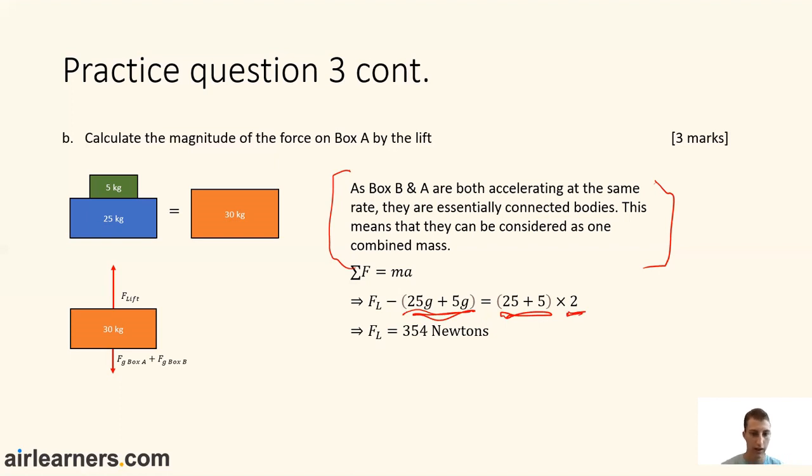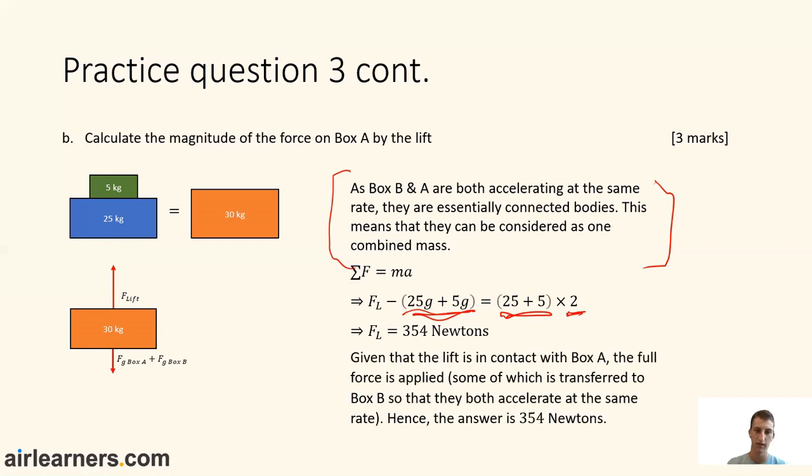So keep going, and it's pretty straightforward. You get 30 times 2, which is 60, and then you add that to 30 times 9.8, and you get 354 newtons. And because it says magnitude, don't need direction, but it would be upwards. So given that the lift is in contact with box A, the full force is applied, some of which is transferred to box B so that they can both accelerate at the same rate. Hence the answer is 354 newtons.